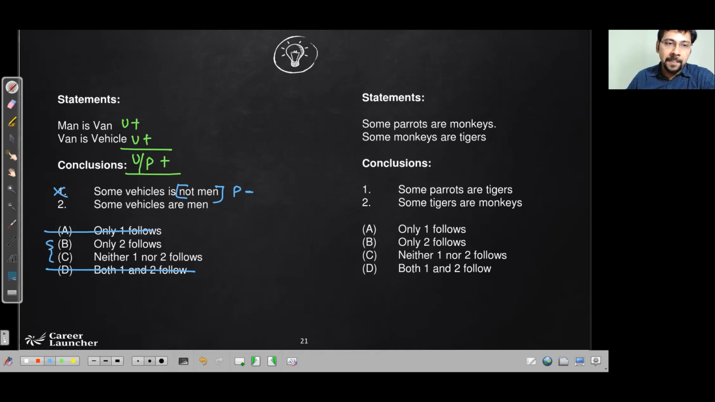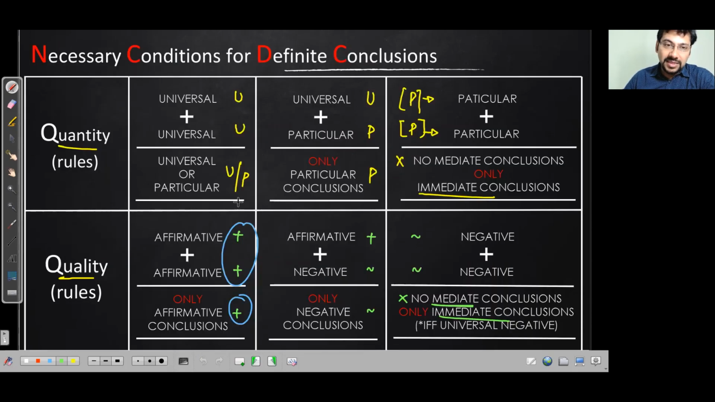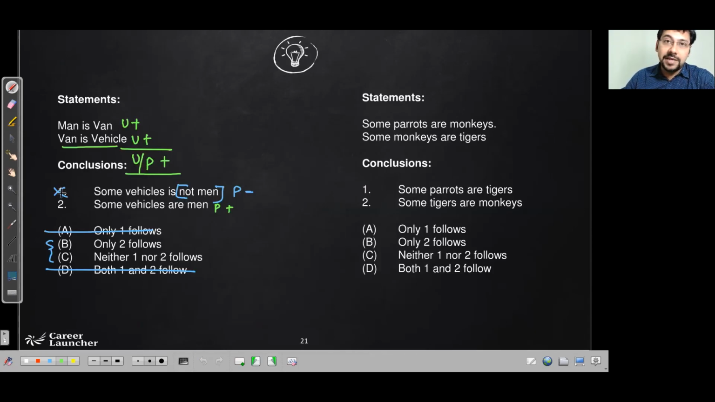Now, for "van is vehicle," I think this is a particular positive. These rules particularly can act like a filter. They can tell us which is not the correct answer, but unfortunately they cannot tell us what is the correct answer. For the correct answer, we have to draw the diagram and check. So let's not stress. It helped me narrow down my choice.